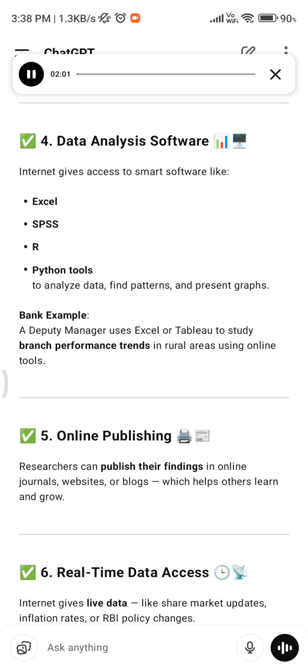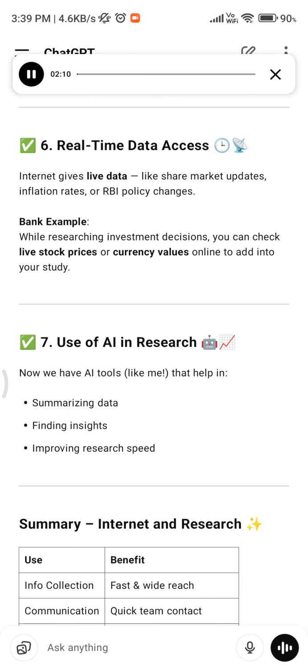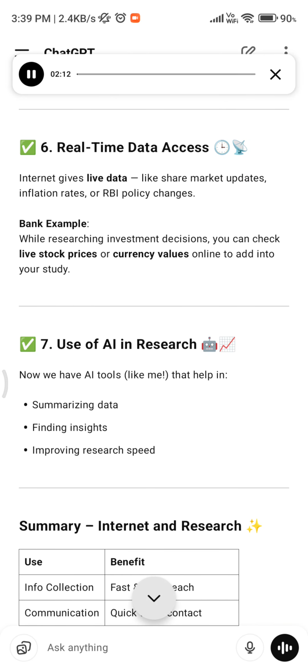5. Online publishing. Researchers can publish their findings in online journals, websites, or blogs, which helps others learn and grow. 6. Real-time data access. Internet gives live data, like share market updates, inflation rates, or RBI policy changes. Bank example: while researching investment decisions, you can check live stock prices or currency values online to add into your study.